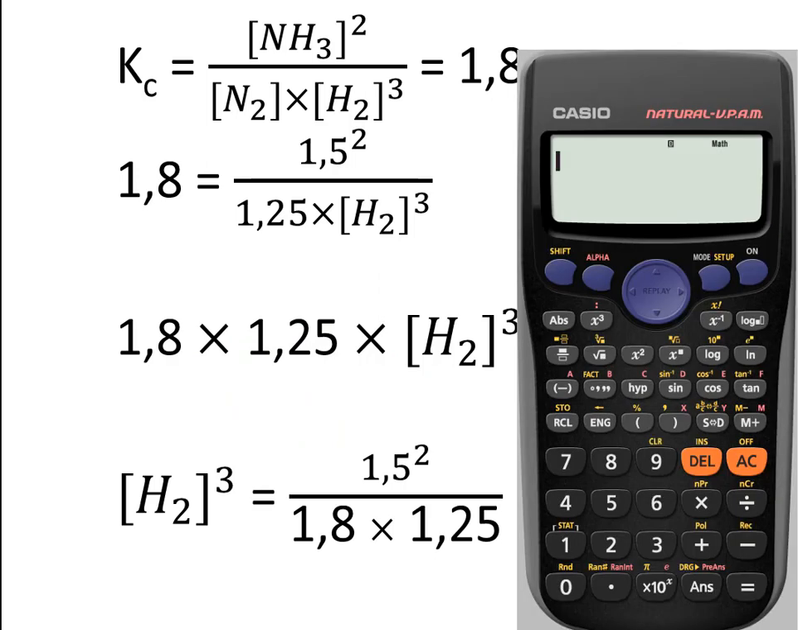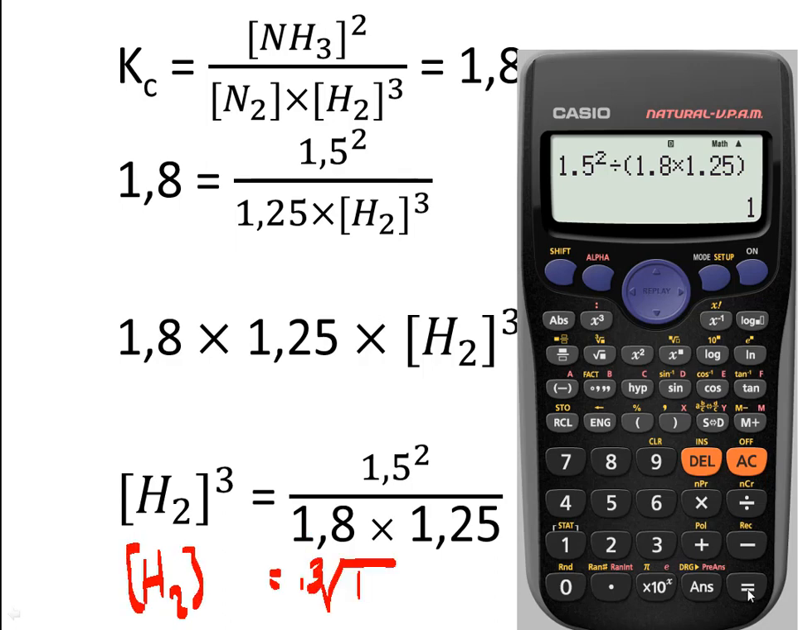So now we can get out our calculator, and we type in 1,5 squared, divide by, open bracket, 1,8 times 1,25, close bracket, equal. And we see that the answer is 1. So the concentration of hydrogen cubed is equal to 1. But we want the concentration of hydrogen, not cubed. So we need to cube root 1, which is obviously equal to 1. But let's do it on the calculator anyway to confirm. So here we cube root 1 equals 1.